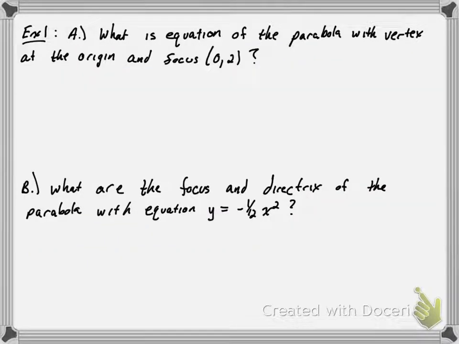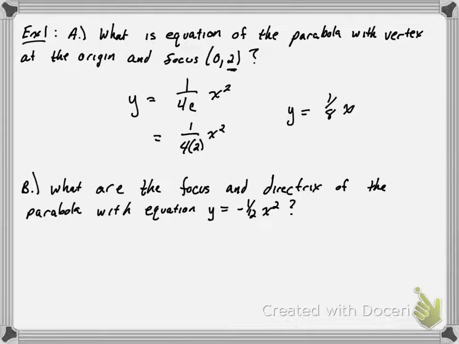Example 1 asks what is the equation of the parabola with vertex at the origin and focus (0, 2). The focus is on the y axis, and again, we talked about this with all the other conic sections. When the focus is on the y axis, so is your vertex. So this is going to be a vertical parabola. So I'm going to have the equation y equals 1 over 4c times x squared. The purpose there is that it tells me the vertex is at the origin, so that makes my life a whole lot easier. So I end up with 1 over 4 times c, which is 2, times x squared, which gives me the equation y equals 1/8 x squared.